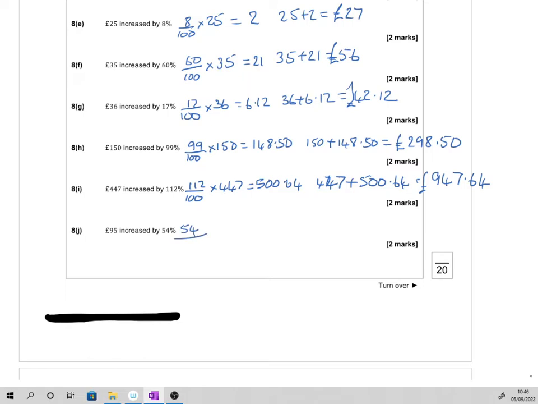54% times 95. So 54 divided by 100 times 95 is 51.30. So we need 95 plus 51.30, which is 146.30. I'm using the calculator for some of these, of course.